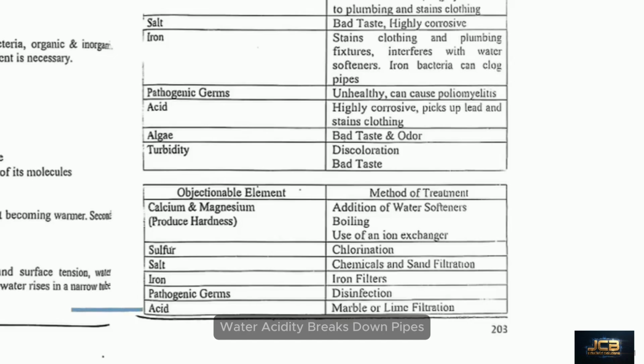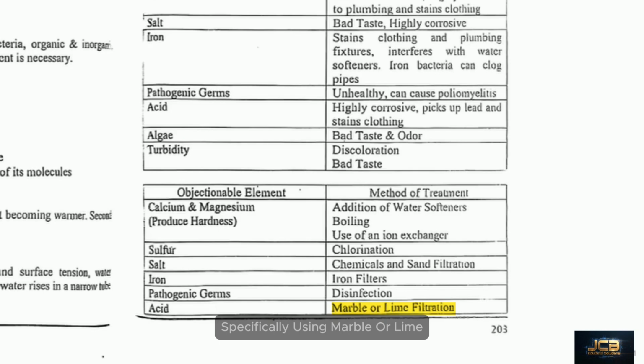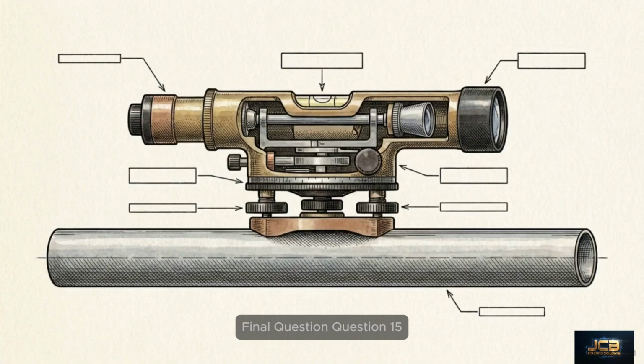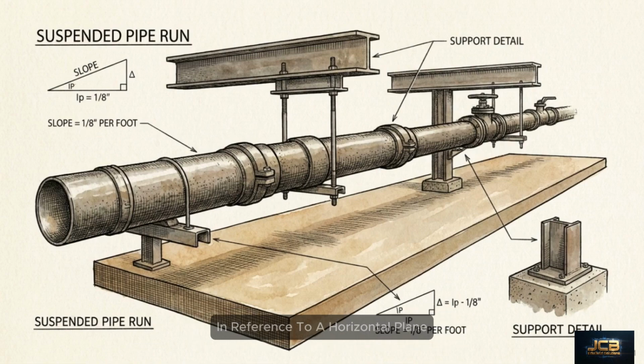Water acidity breaks down pipes and leaches metals into the system. According to established water treatment standards, you neutralize that acid by passing it through a calcium carbonate base, specifically using marble or lime. Final question. Question 15. What do you call the slope or fall of a line of pipe in reference to a horizontal plane?